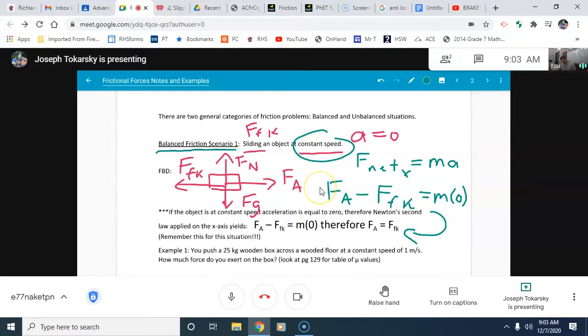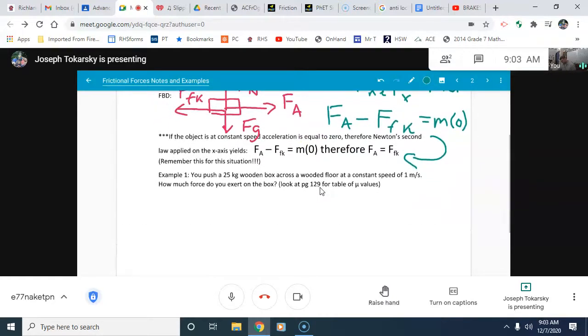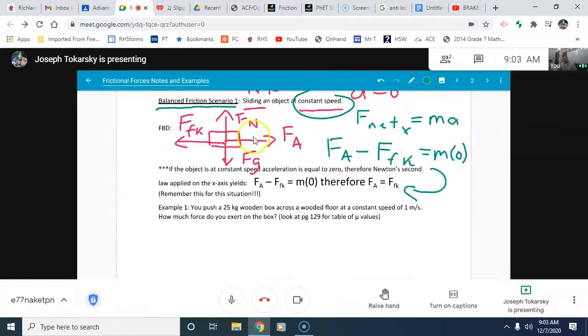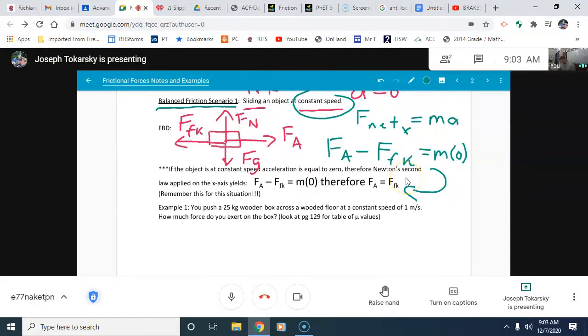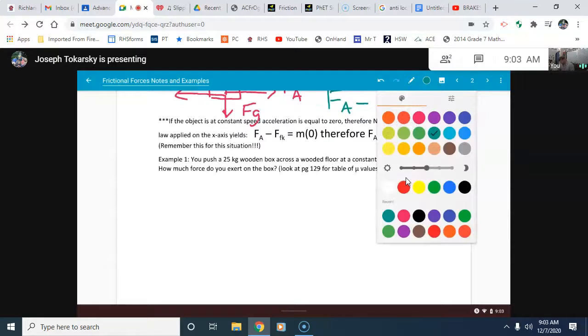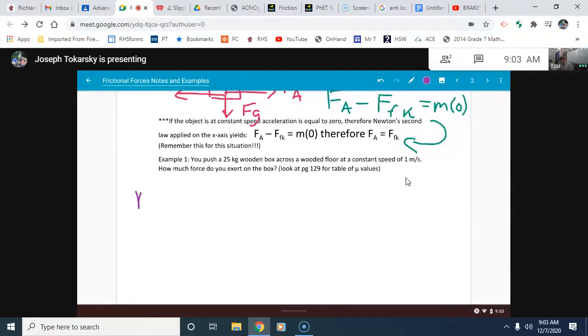Okay? So now let's get into an example with specific numbers. I'm not going to redraw a free body diagram. I'll just keep referring to this one since it's the same kind of scenario. Let's just put in numbers. I will do the math from scratch, though, just to explain it one more time. It says you push a 25 kilogram wooden box across a wood floor at a constant speed of 1 meter per second. Constant speed tells me a equals 0.